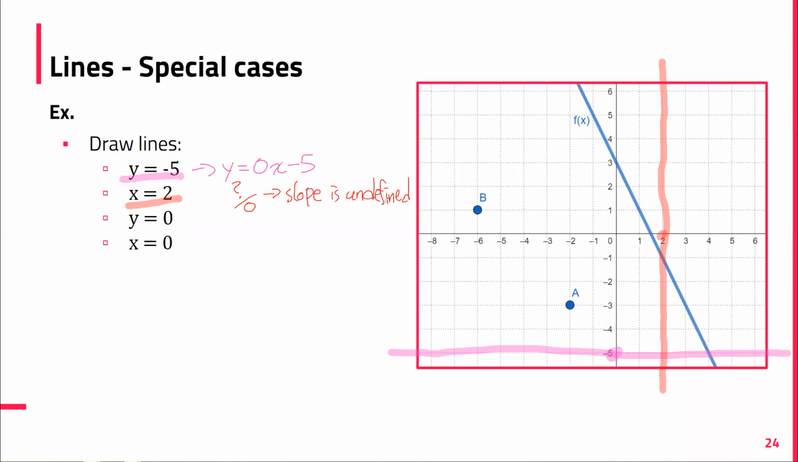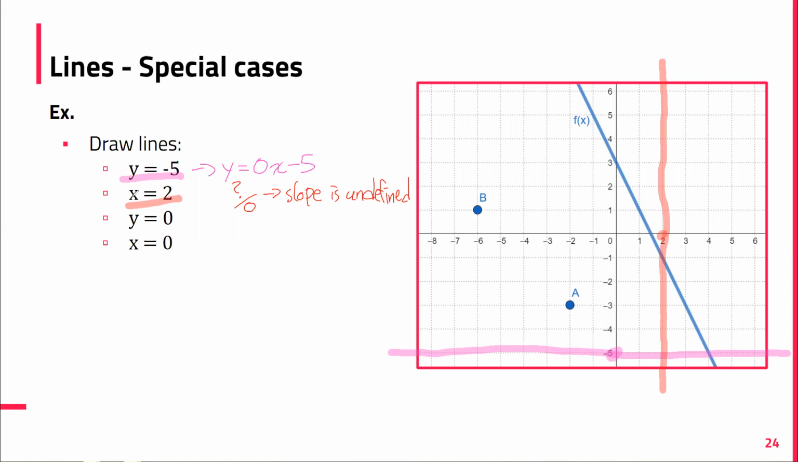So this is the one special case. If we have a perfectly vertical line, it doesn't really have a slope. We just have to remember that we can't just choose 2 points and calculate the slope. If it's x equals something, that's a perfectly vertical line.